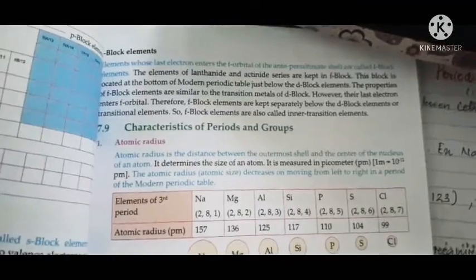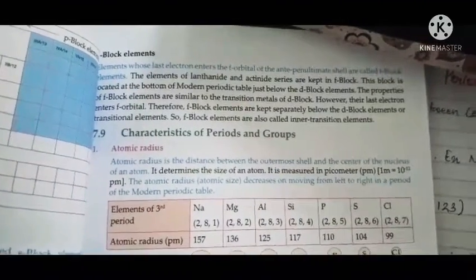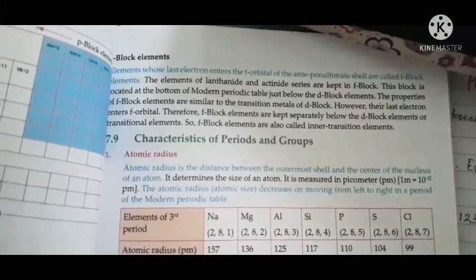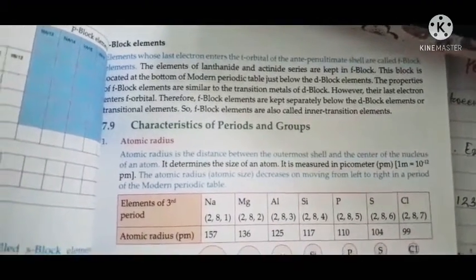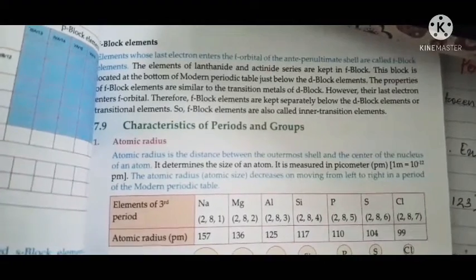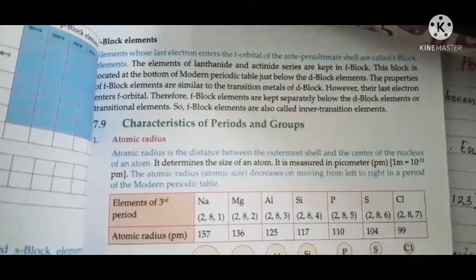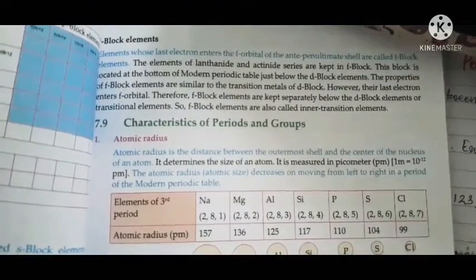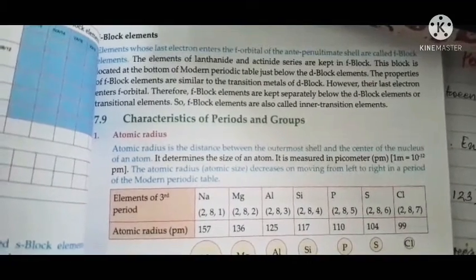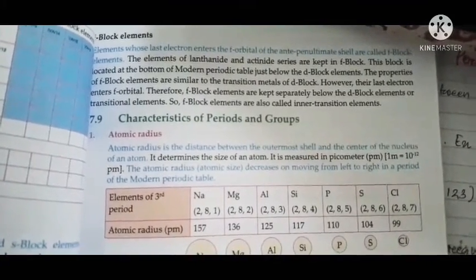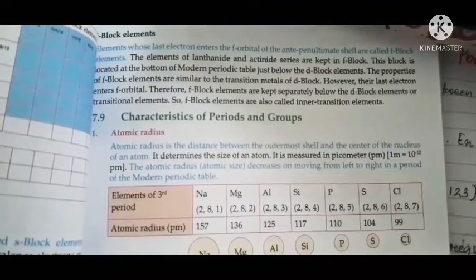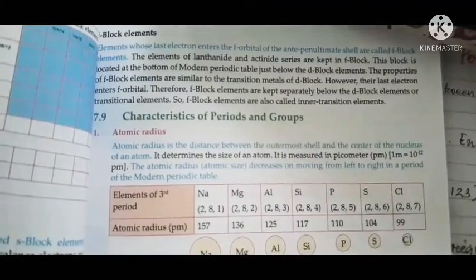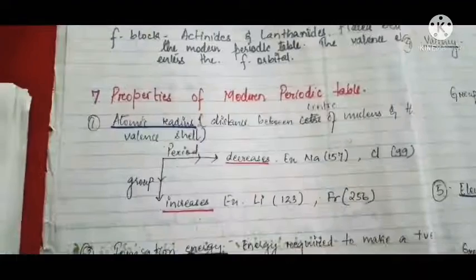Hello students, today's topic is going to be from chapter number 7, characteristics of periods and groups. In this topic we are going to learn what the changes in the characteristics of elements will be as we move across the period and down a group in a periodic table. First we will be starting with atomic radius. What happens to the atomic radius and why it happens as we move across the period and down a group.